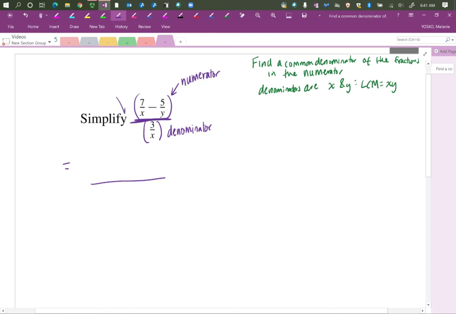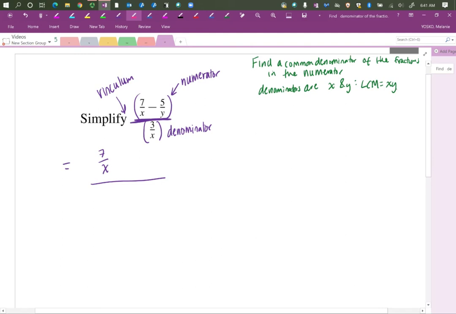I'm rewriting it as a fun word. Again, that's called the vinculum, if you've heard me say that before. And we're going to rewrite 7 over x. And I'm going to multiply by a fancy number 1. Okay, I'm going to pick a number 1. All I mean by a number 1 is the same thing in the numerator as in the denominator.